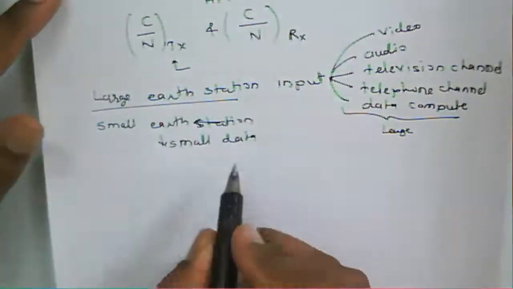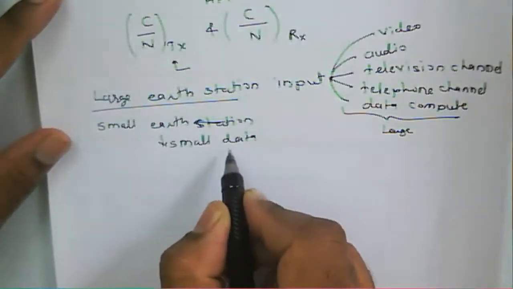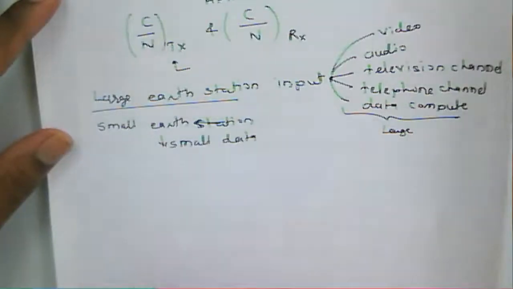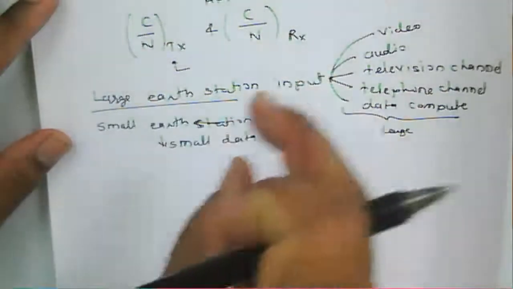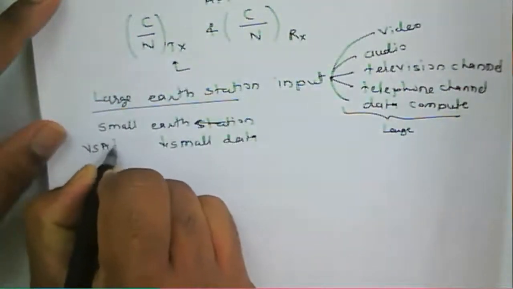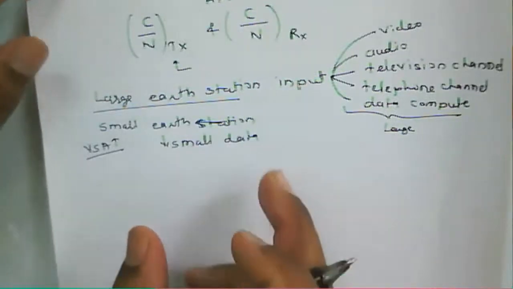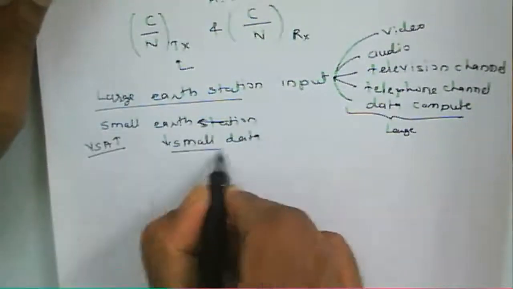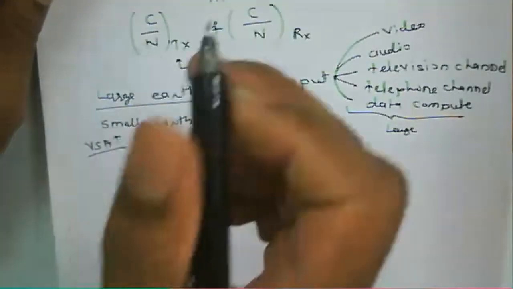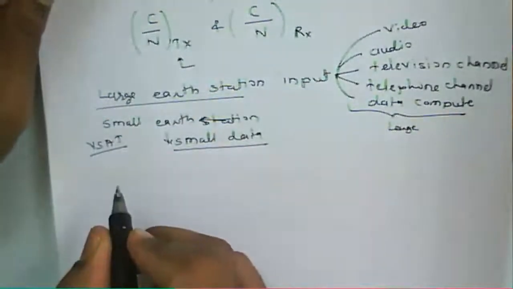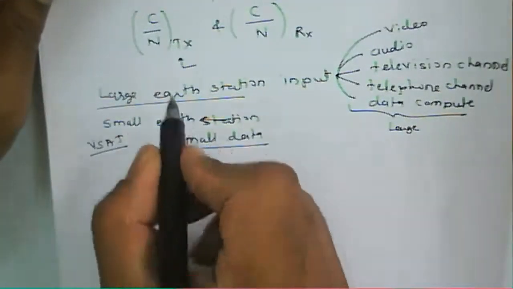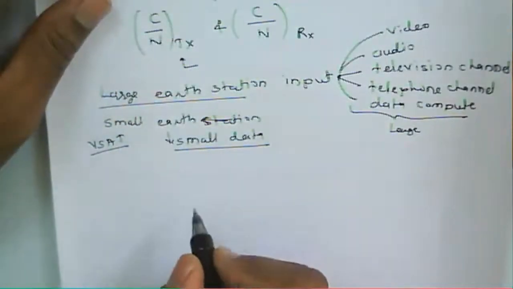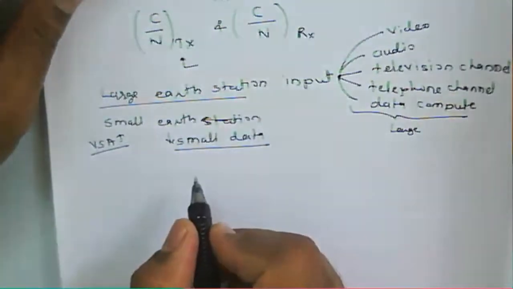because it has only one channel. Either it has a voice channel or it has a data channel, and that is to be transmitted. A small earth station is nothing but a VSAT. It has only a small amount of data, only one channel, to be transmitted to the satellite. In that case EIRP will be small. Small EIRP means the power output of this earth station will be a few watts, and that can be transmitted to the satellite.